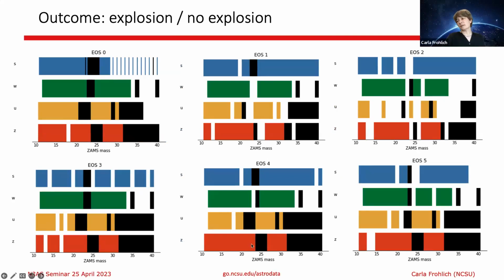So if you're looking at this plot, the red bars are the zero metallicity stars. Those have the largest hydrogen and helium masses, and you can see that the lowest ones that don't explode are maybe 23, 24 solar masses. For the blue and the green, which are solar metallicity, they're all completely stripped of their hydrogen layer.